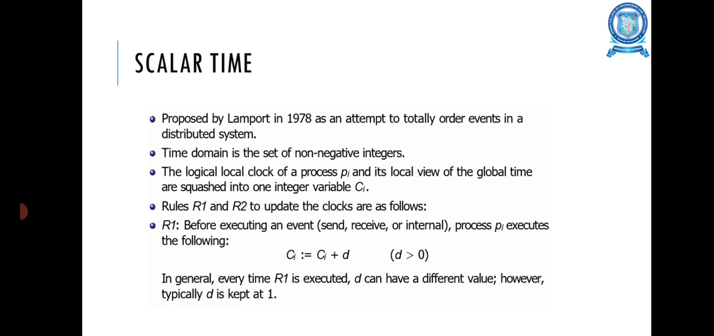Rule 1: before executing an event, process Pi executes the following: Ci equals Ci plus d, where d is always greater than 0. In general, every time rule 1 is executed, d can have a different value. However, typically d is kept at 1.